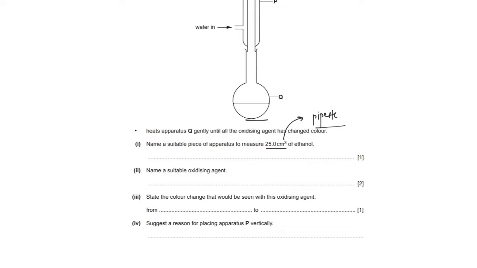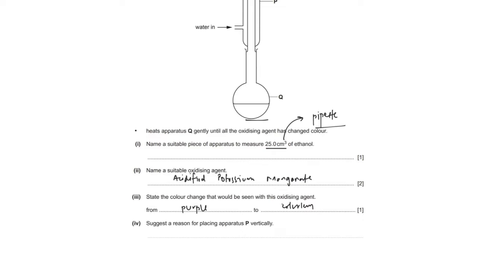Name a suitable oxidizing agent. You can use acidified potassium manganate. We know the oxidizing agent in the syllabus is potassium manganate. And state the color change that would be seen with this oxidizing agent. It turns from purple to colorless. You can also write pink to colorless or purple to colorless.